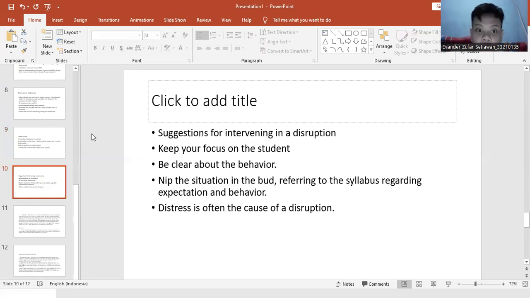Suggestions for intervening in disruption. Keep your focus on the student. Be clear about the behavior. Nip the situation in the bud. Prepare the syllabus regarding expected behavior. Stress is often the cause of the disruption.